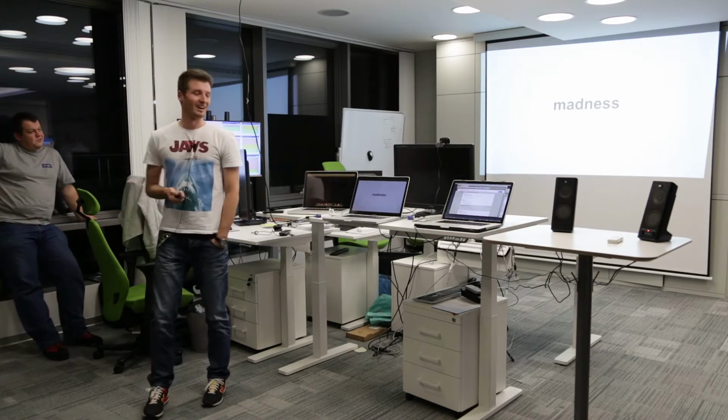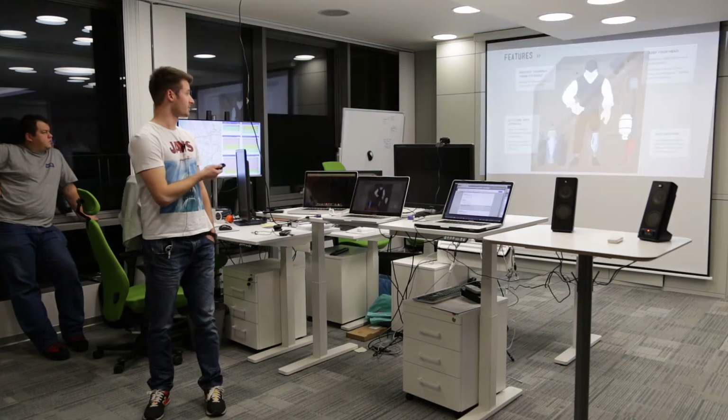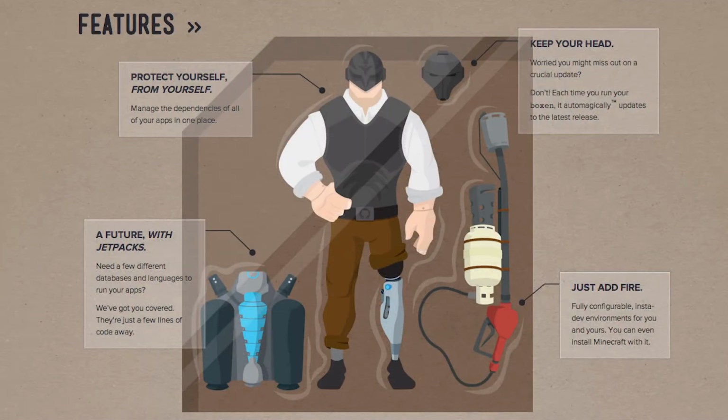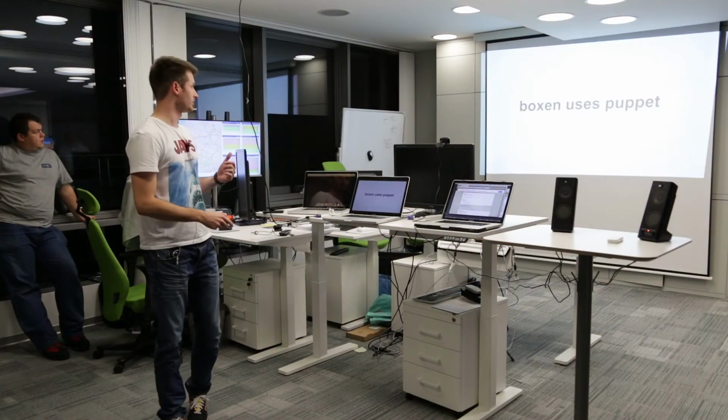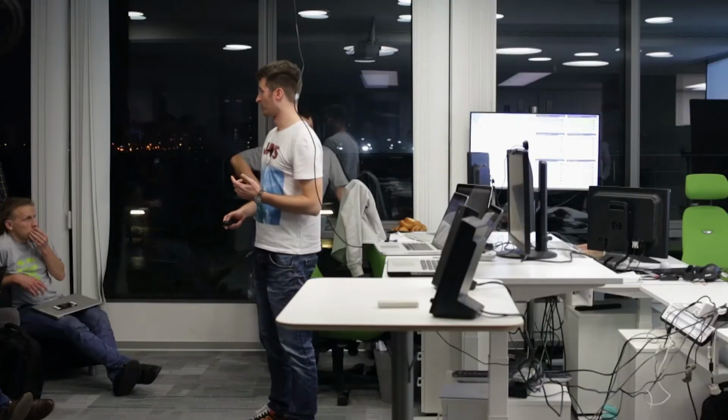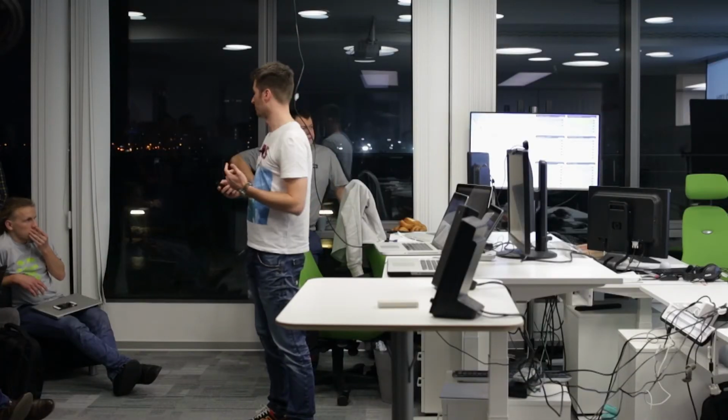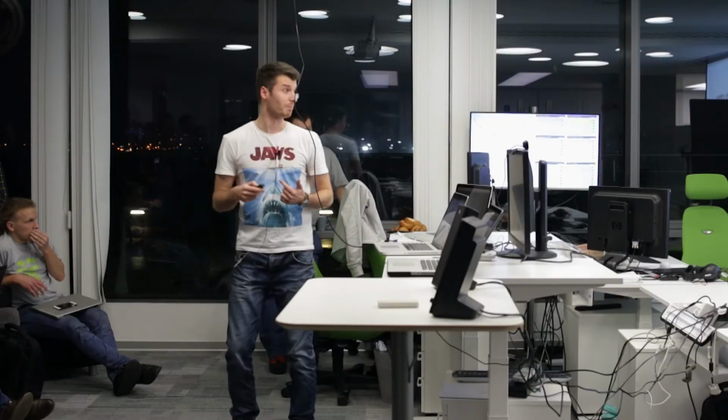It's all madness. And there's a reason why companies like GitHub create tools like Boxen that allow you to install everything on your Mac with one command. But the problem with Boxen is that it's written with Puppet. And Puppet is complicated, and it doesn't fit in my head. Maybe it fits in yours. It doesn't fit in mine.